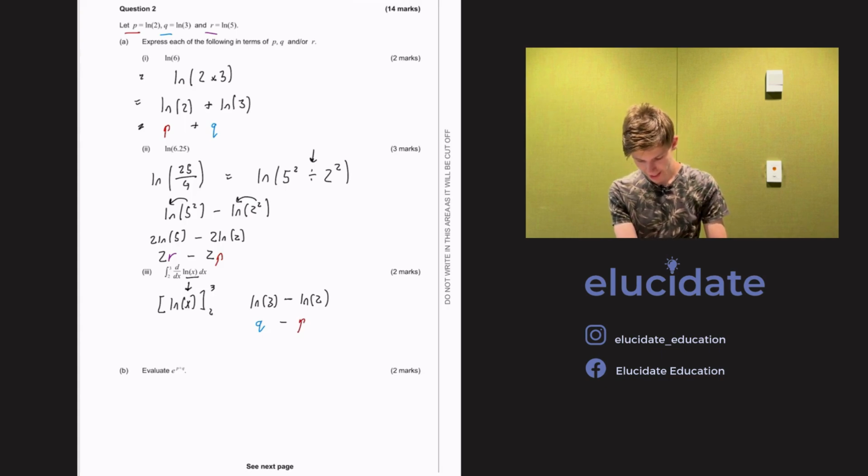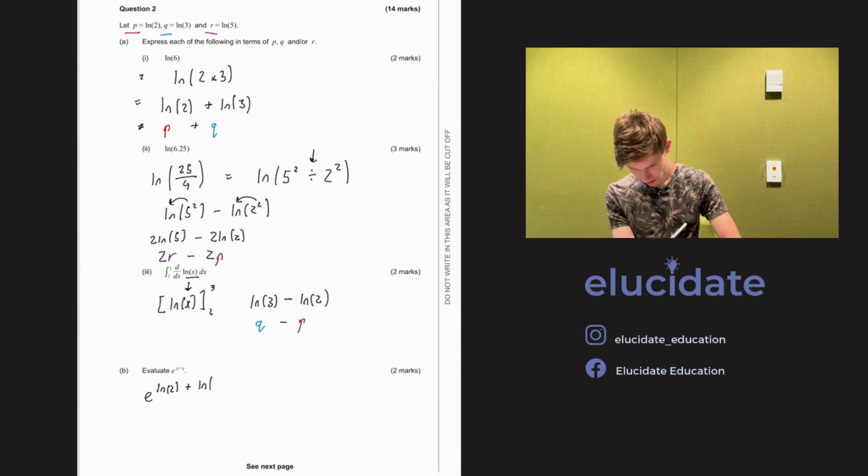Now we're asked for e to the P plus Q. So that is going to be e to the ln 2 plus ln of 3. Now we know that that is the same thing as e to the ln 6 by log laws, and we know that these two functions cancel each other out because they're opposites, e and ln, so that is just going to be equal to 6.